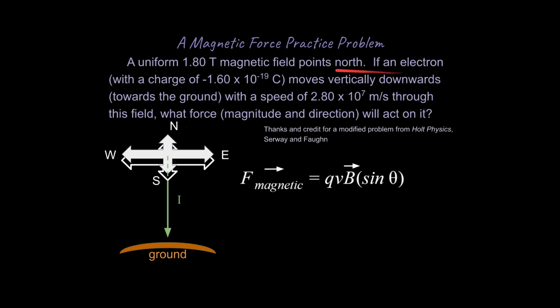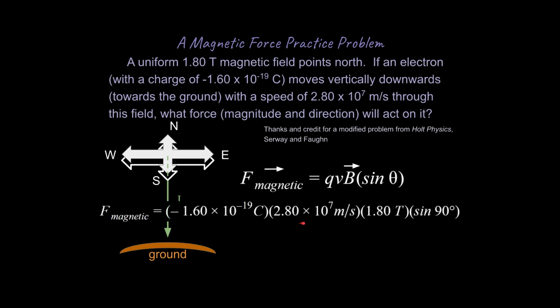It says if an electron with a charge here moves vertically downwards towards the ground, with a speed given through this field, what force, magnitude and direction, will act on it? First of all, we're just going to plug in our numbers here. The numbers are pretty straightforward, not that tough to work with, and we do our best here to avoid little mistakes that'll throw off the entire problem. And that's going to be our answer.